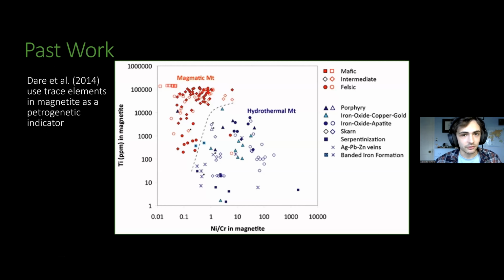A bit of past work that's influenced this study. First off, we have a study by Sarah Dare et al. in 2014, who used trace elements in magnetite as a petrogenetic indicator. And this figure from her paper distinguishes between titanium and nickel over chromium content, and it defines a clear separation of magmatically formed magnetites and hydrothermally formed magnetites. And it's worth noting that some IOAs were measured for this study and were found to plot under the hydrothermal section of the graph.